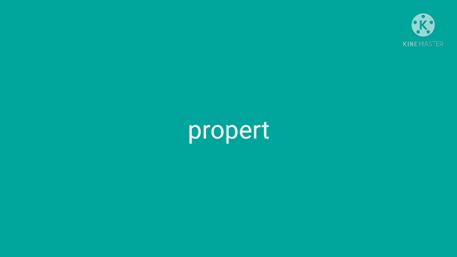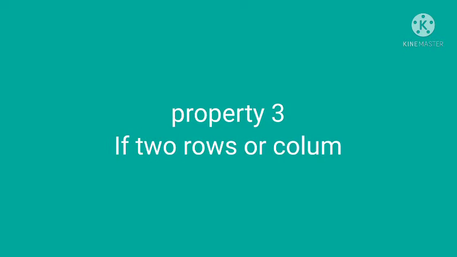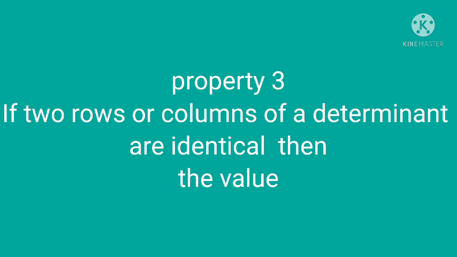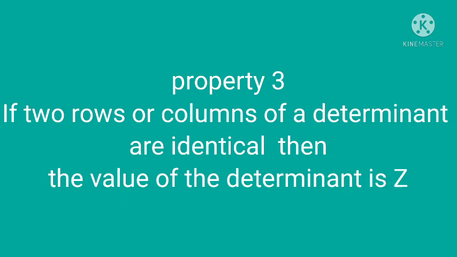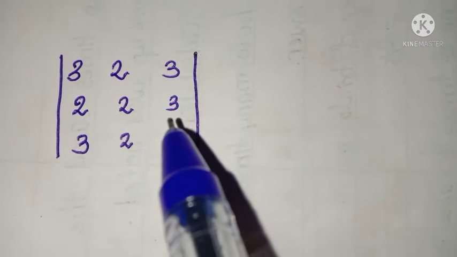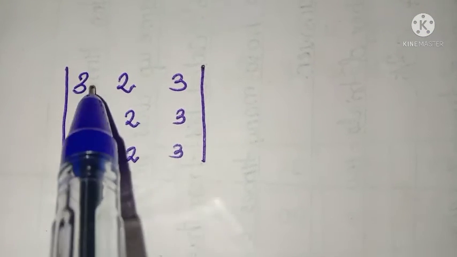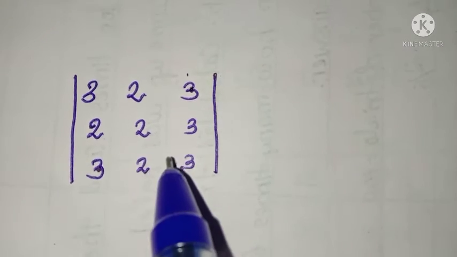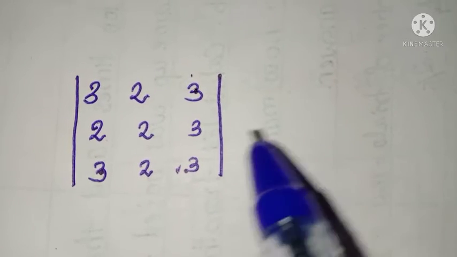Now property number 3. If two rows or columns of a determinant are identical, then the value of the determinant is equal to 0. Listen, rows or columns are identical means all the elements or all the entries in a row or column are the same. Then we can see the determinant is 0. Listen children, in this determinant the first row and third row are both identical. Then by our property number 3, the determinant value is equal to 0.